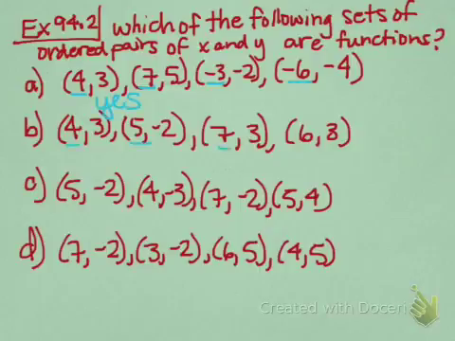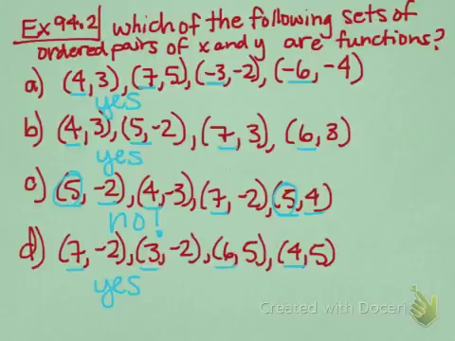If we look at B, 4, 5, 7, and 6. They're all different, they all have answers, so yes, it is a function. Part C, 5, 4, 7, and 5. Now, I notice I have 5 that is repeating. So, in one case I have 5, -2, in another case I have 5, 4. So, in this case, I have an input that gives me 2 different outputs, so no, it is not a function. And then the last case, 7, 3, 6, 4, there's no repeating, so yes, it is a function.